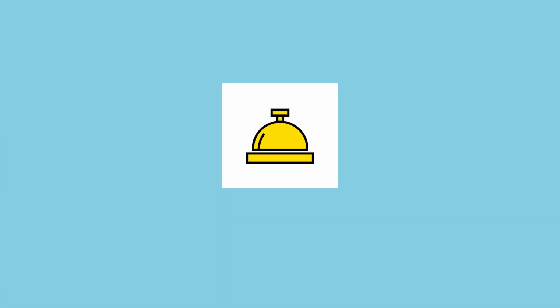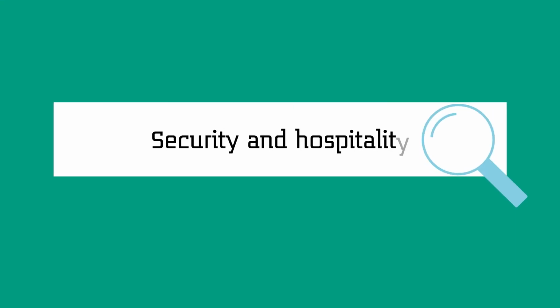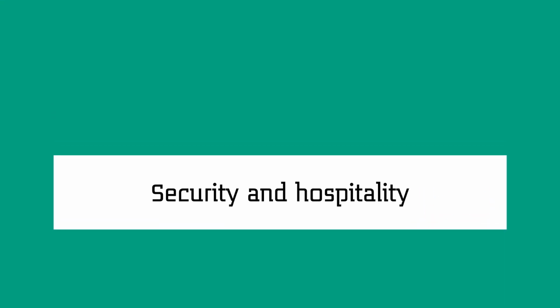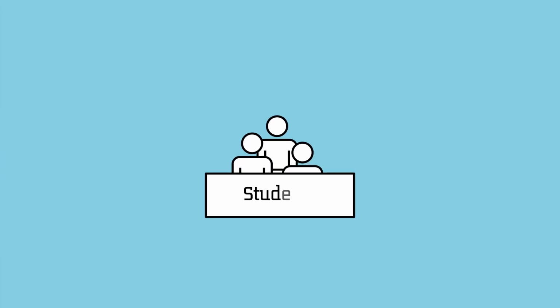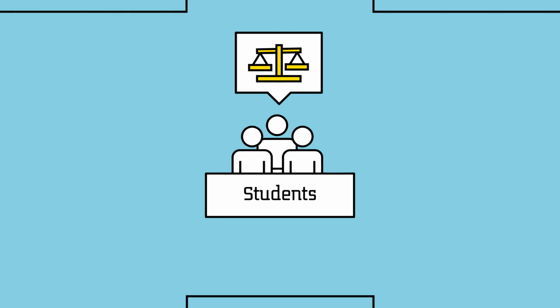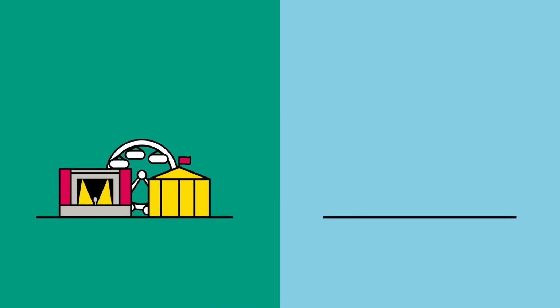Security and hospitality. For a hospitable experience, a sense of safety is essential. The security and hospitality theme focuses on the relationship between perceived security and hospitality. Students look for the optimal balance between security, safety, and hospitality. Two sectors are central: the event industry and the built environment.